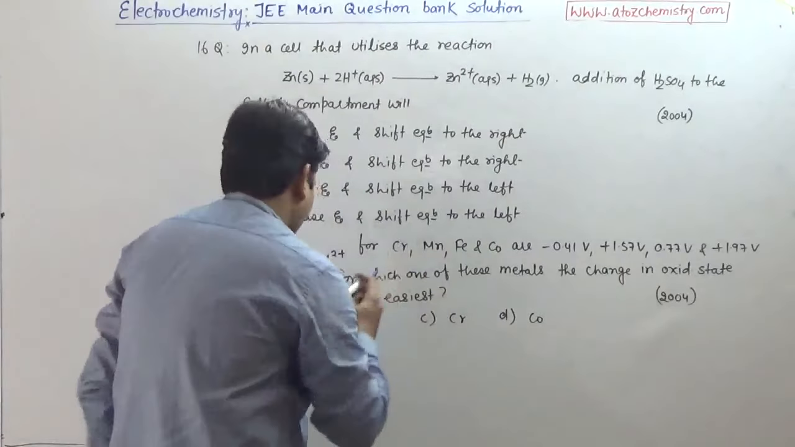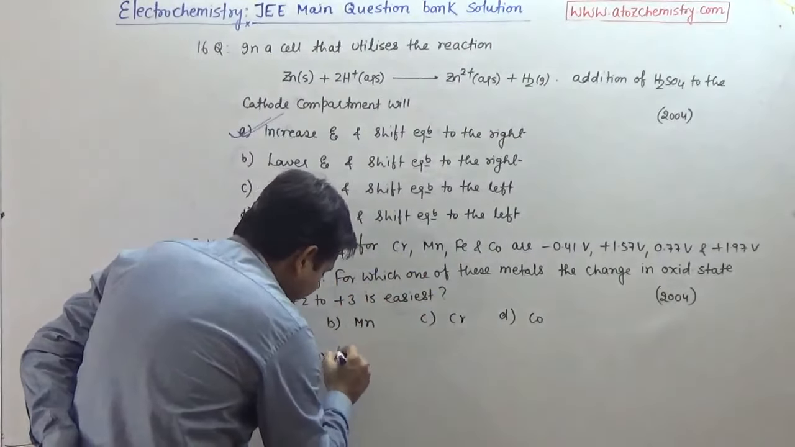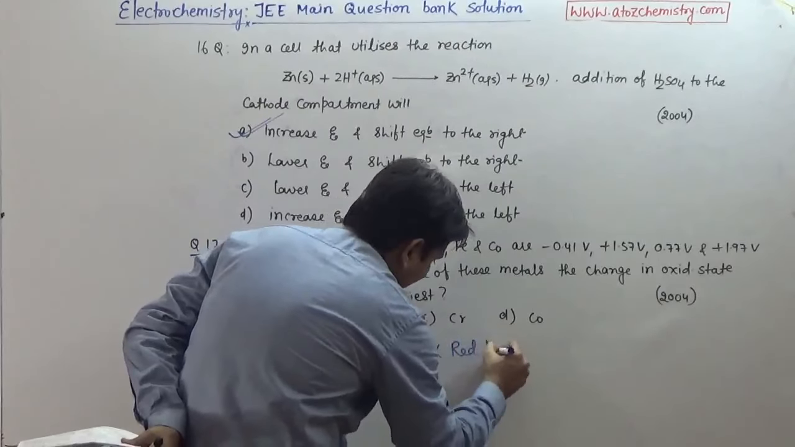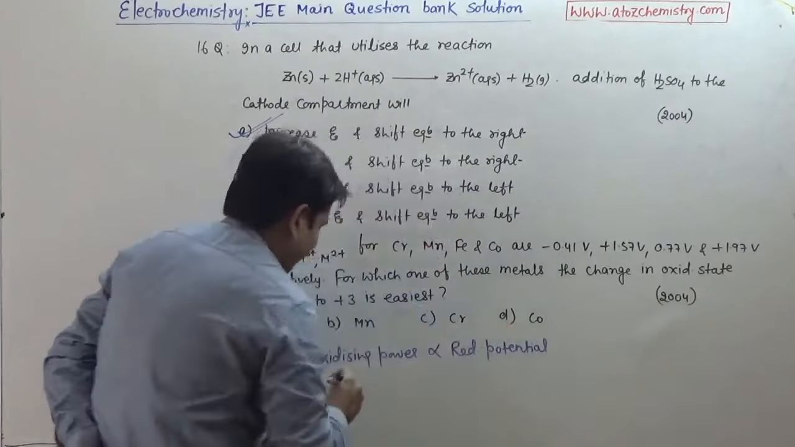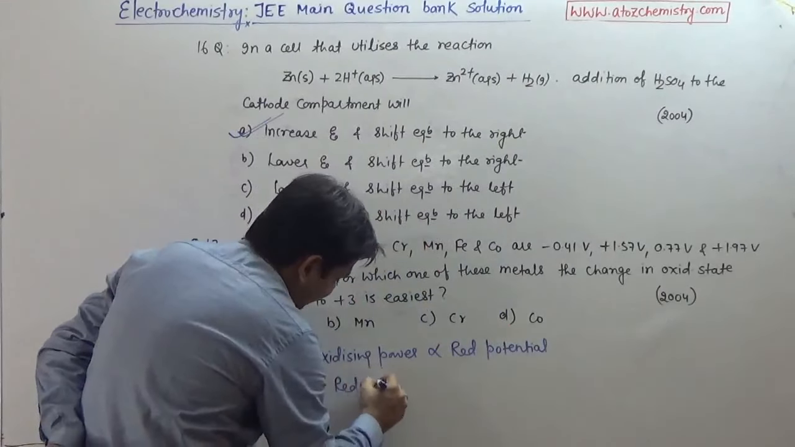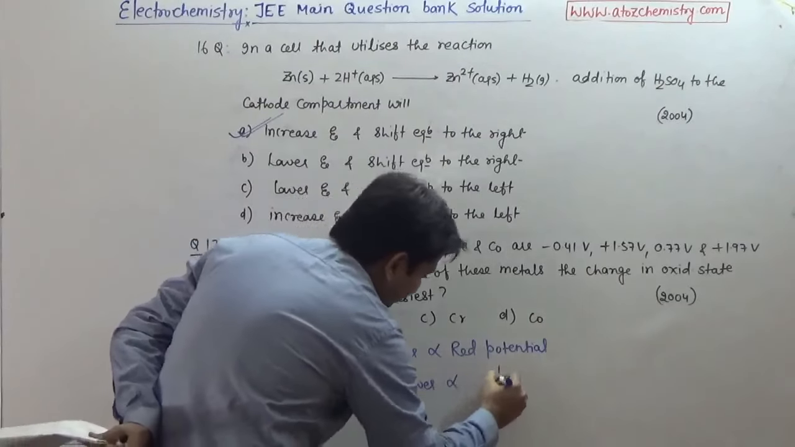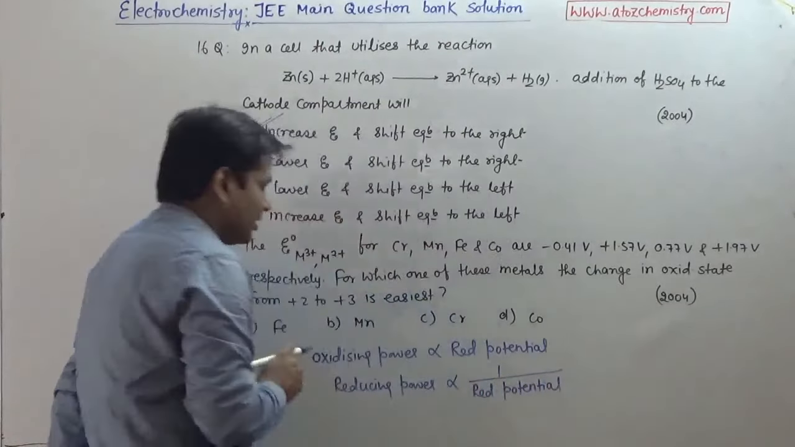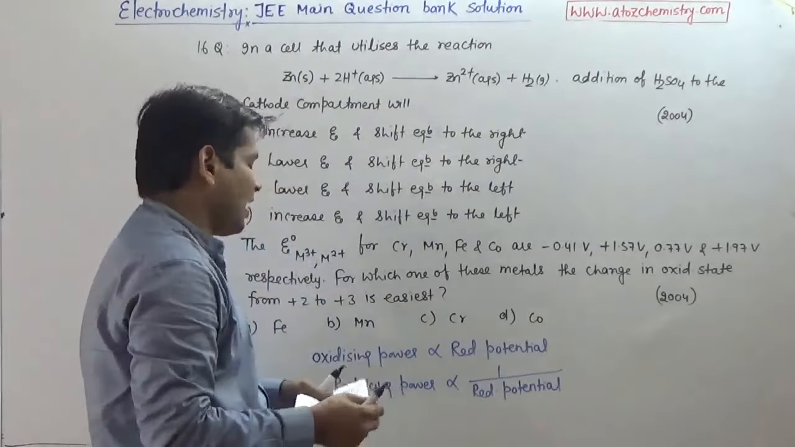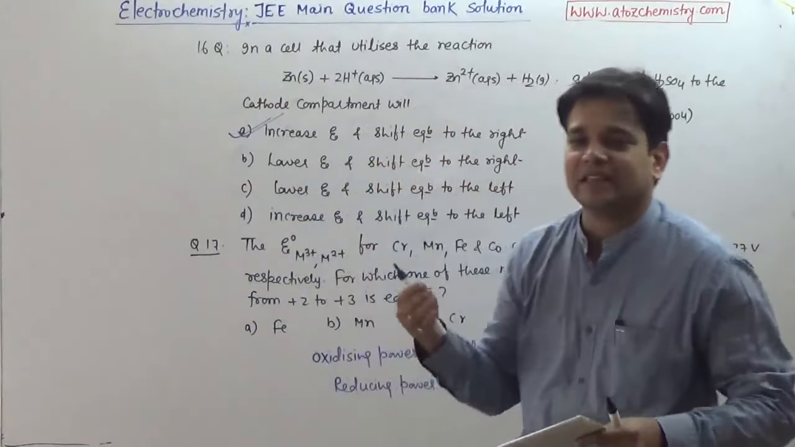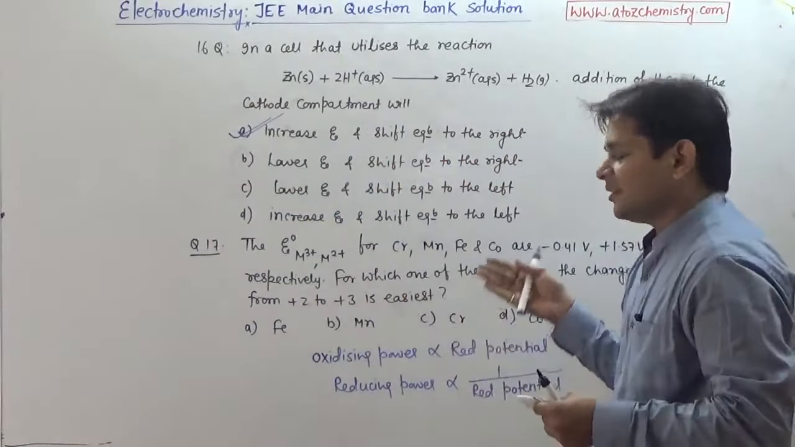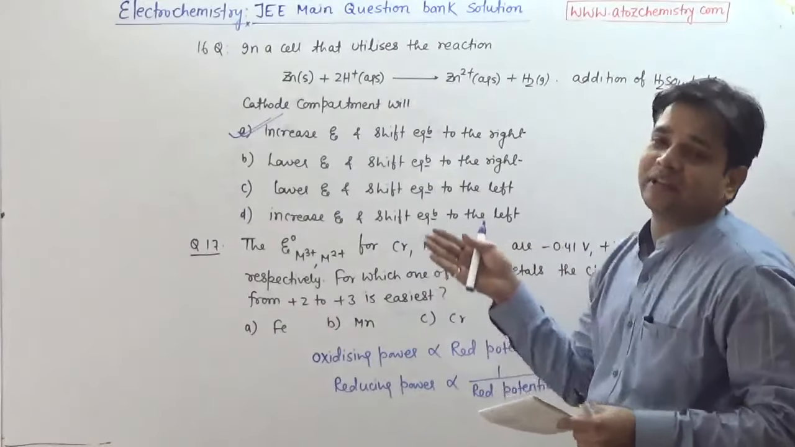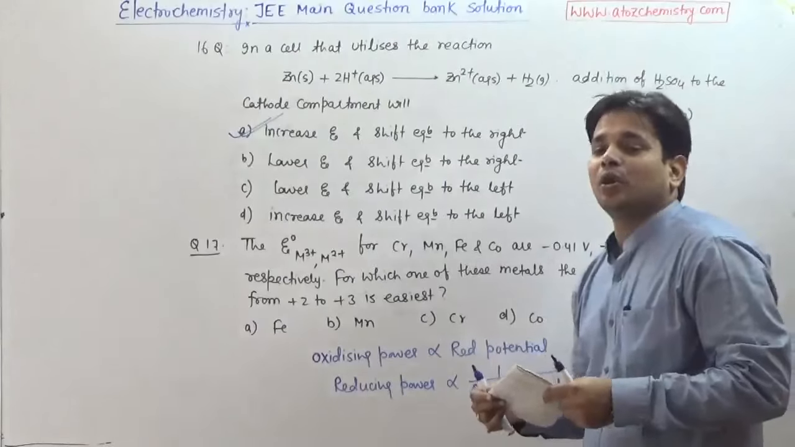And you know that oxidizing power is directly proportional to reduction potential. It means that reducing power is inversely proportional to reduction potential. Reducing power is inversely proportional to reduction potential. And if a species is getting oxidized, it means that species has greater ability to reduce others. And if it has greater ability to reduce others, it means it has lower reduction potential.